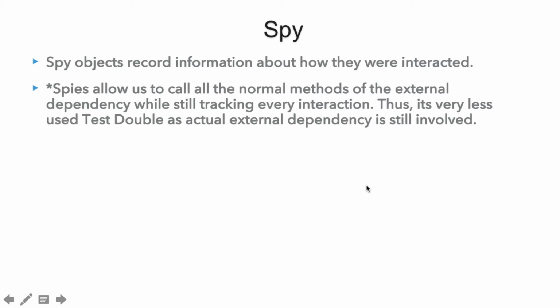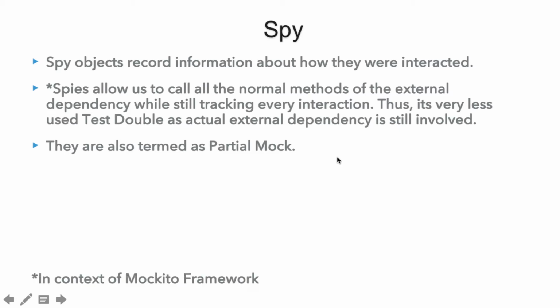So when we are dealing with real world development using Mockito, spies are very rarely used test doubles because the actual external dependency is still involved. They are also termed partial mocks because whatever method we want to mock, we can mock using a spy, and whatever method we want to actually call on the external dependency, we can do that also. So therefore they are considered partial mocks. Whatever we discussed here is in the context of the Mockito framework. Moving ahead.